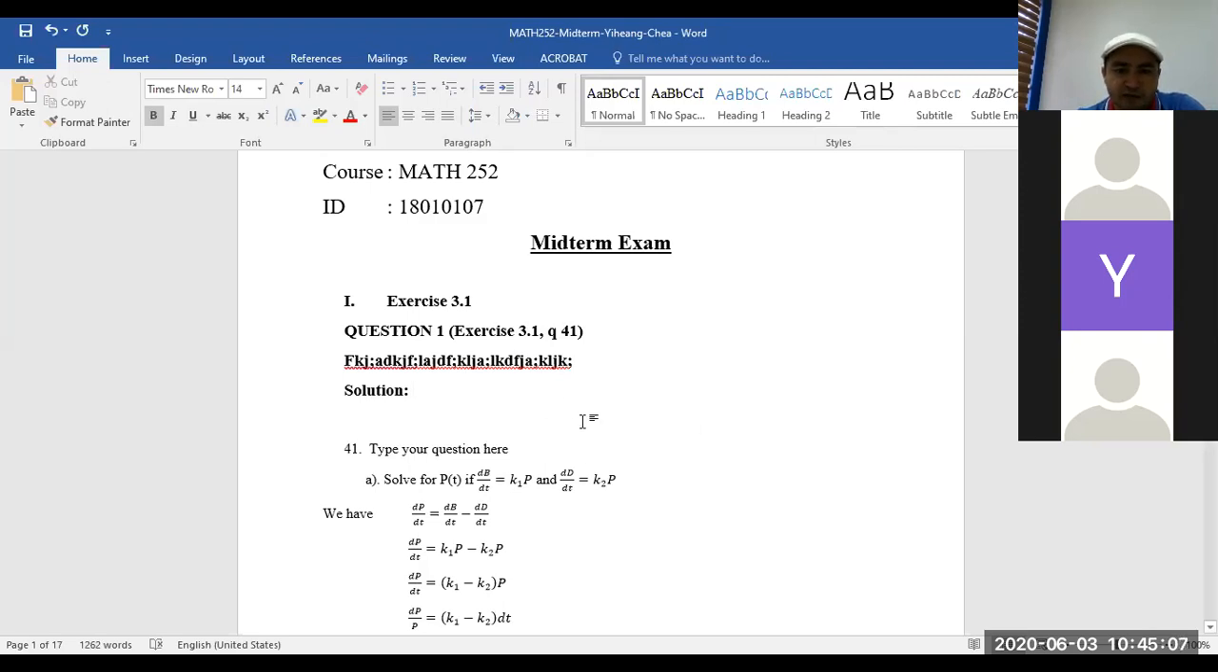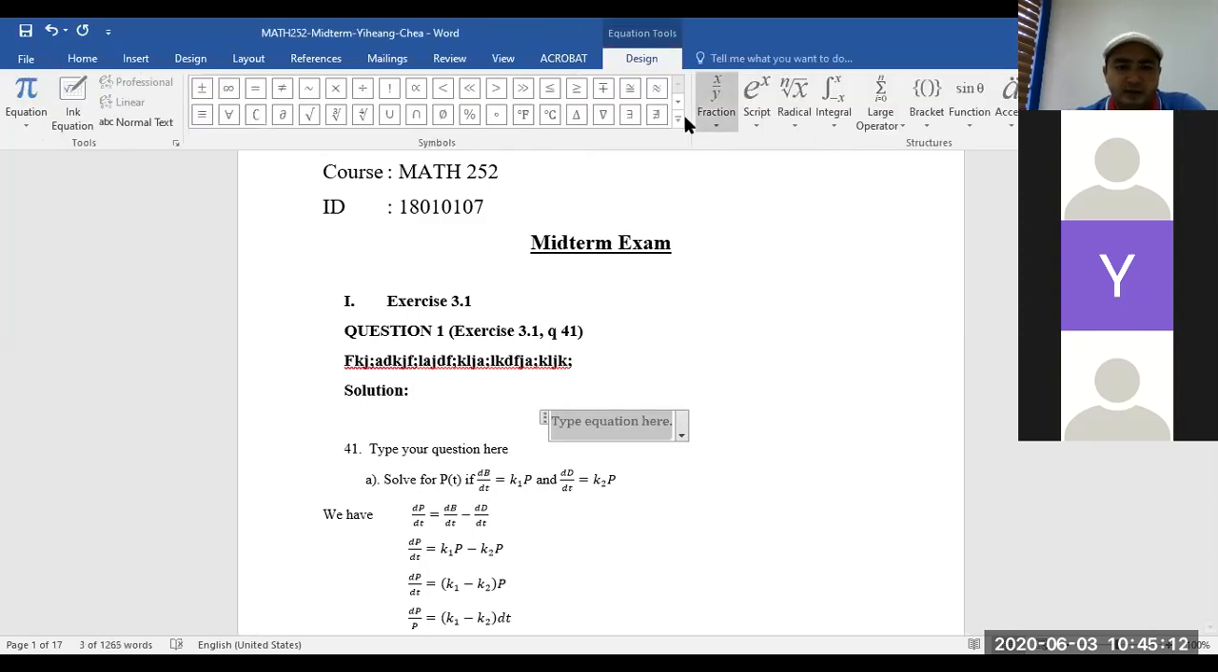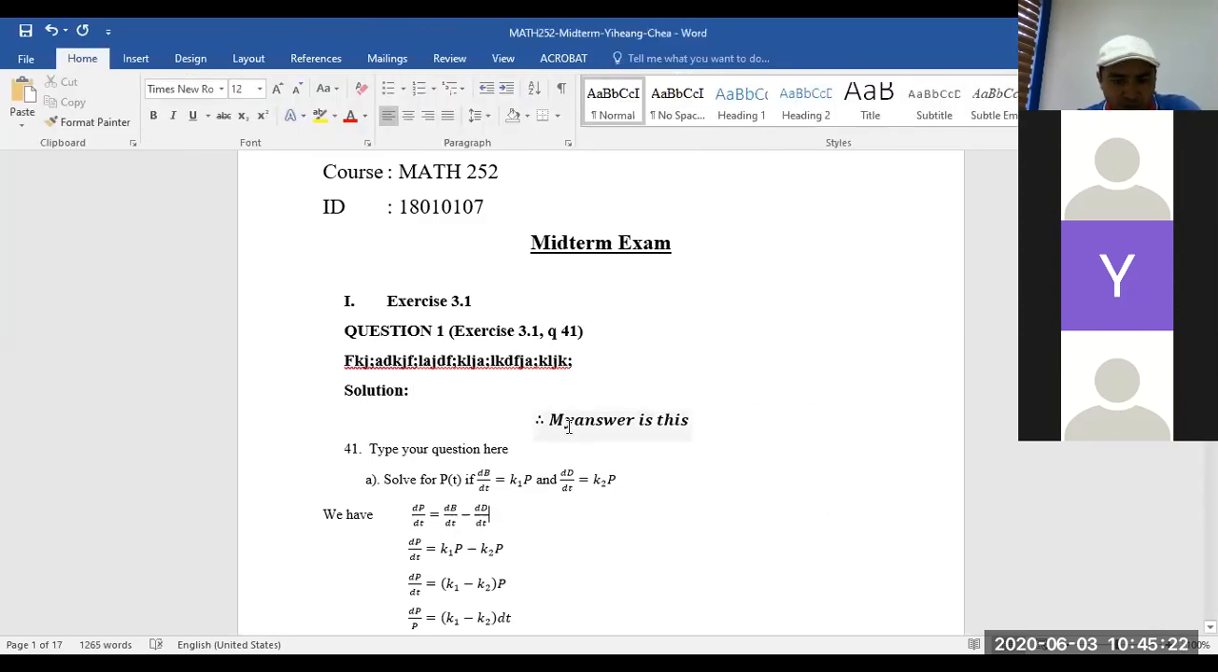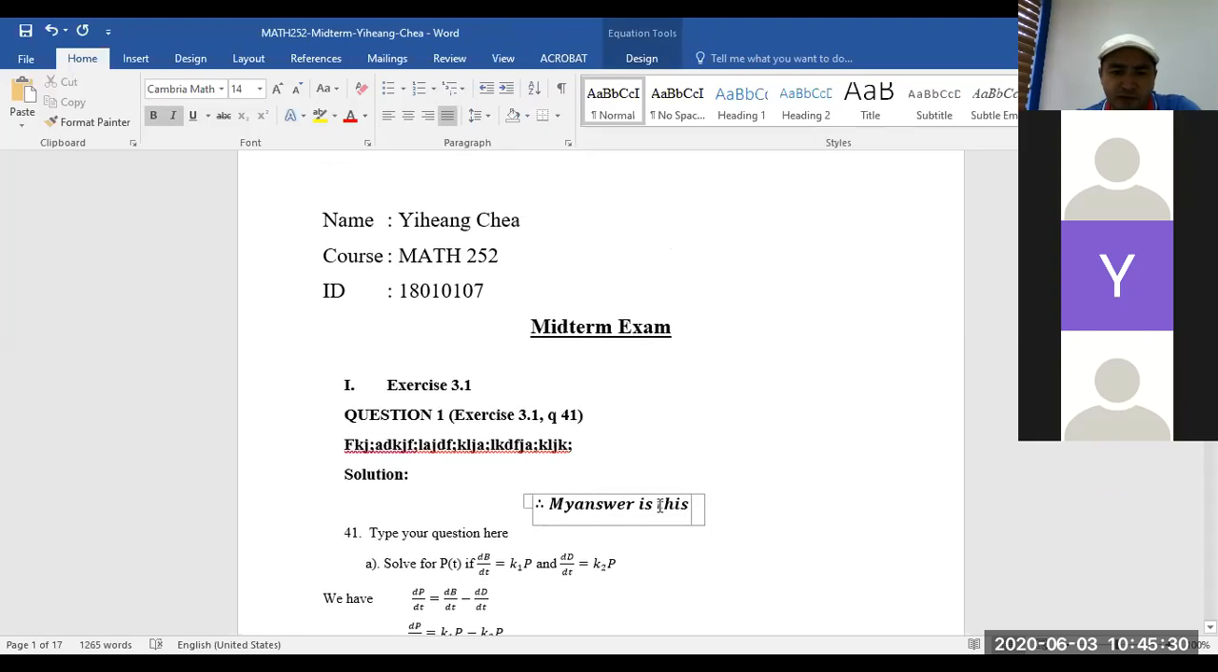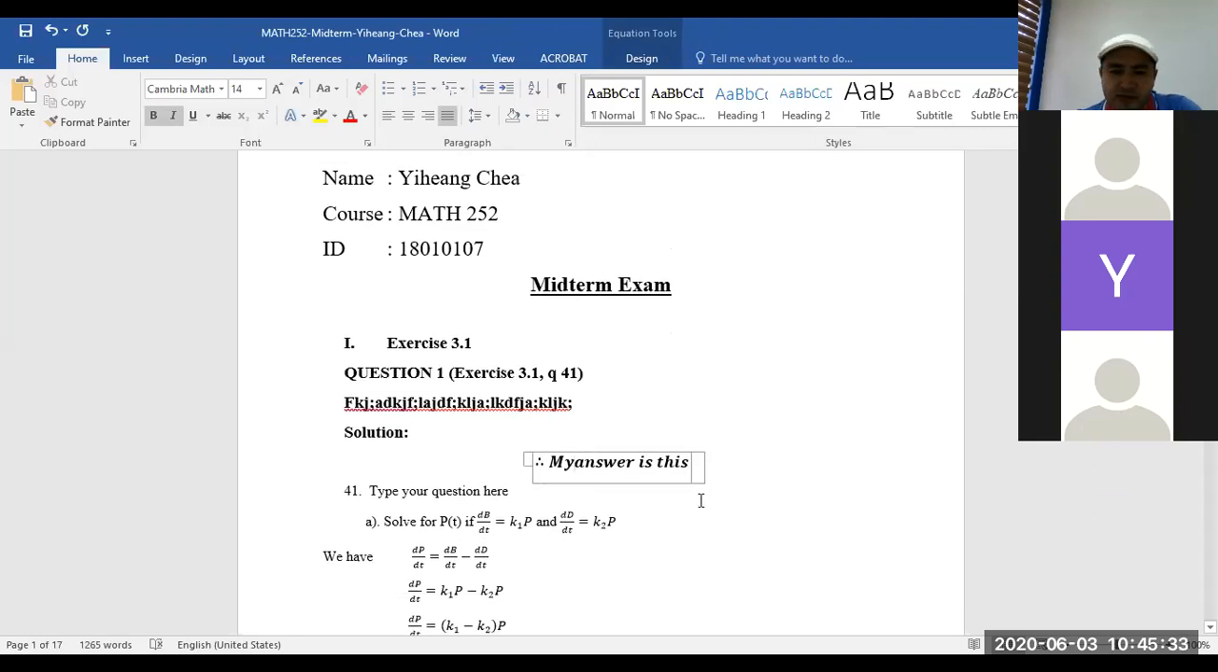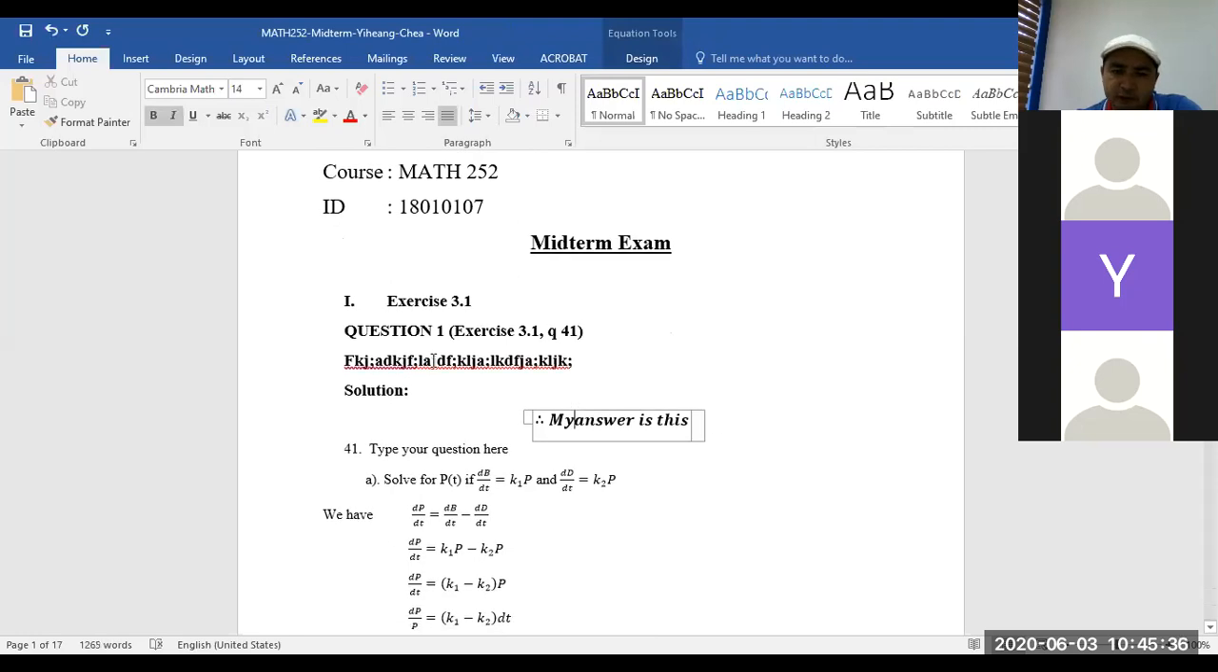Okay. You finish everything. Now you want to write your final answer. So here, right here we have the therefore sign, the 3 dots. Write your answer. Writing this, I can see that this is your final answer. This is how I'm expecting you to do your midterm project or exam. Write question number 1, from exercise 3.1, question 41. Write your question, then write your solution.